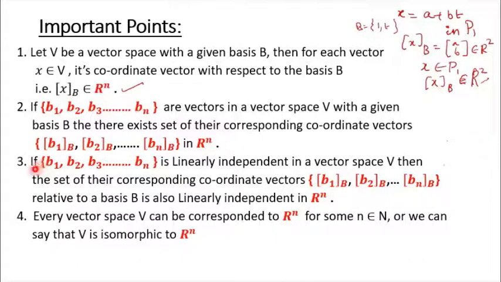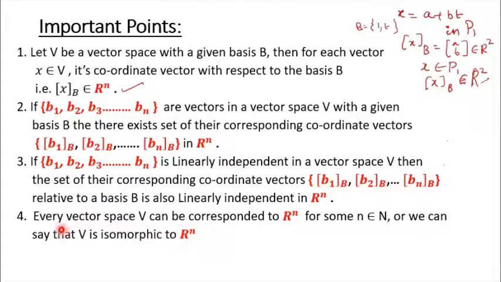And the next point: if the set b1, b2, b3 and so on bn is linearly independent in a vector space V, then the set of their corresponding coordinate vectors, that is, for b1 its coordinate vector, for b2 its coordinate vector, and so on for bn its coordinate vector, this set, which is in Rn, relative to the basis is also linearly independent in Rn. So if this is linearly independent, this set will also be linearly independent in Rn.